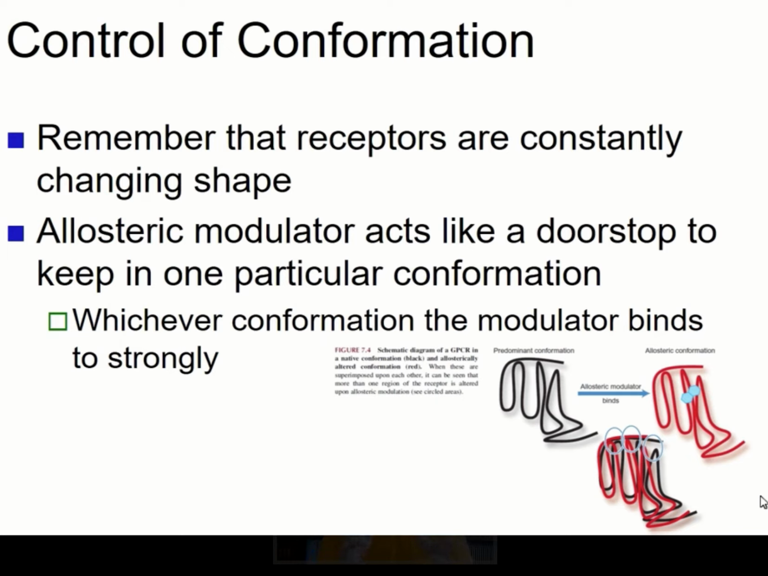So imagine a situation where we have a receptor that can be in conformation A or conformation B. But it spends 99.9% of the time in conformation A and only 0.1% of the time in conformation B.